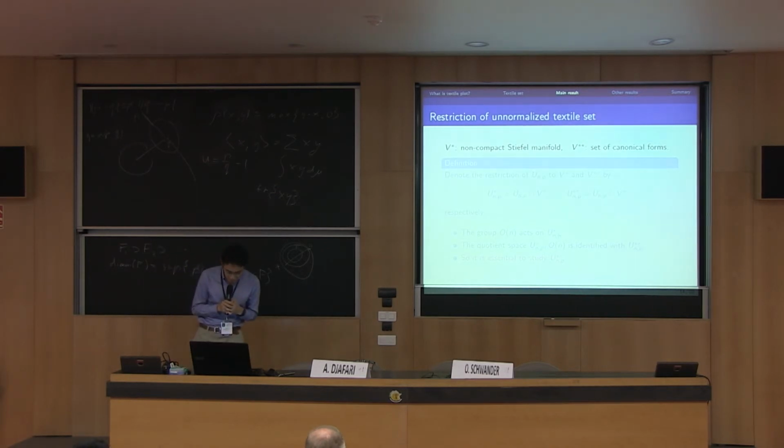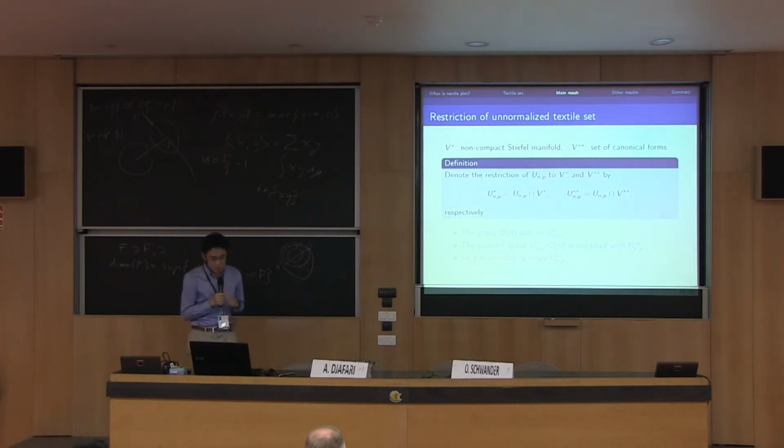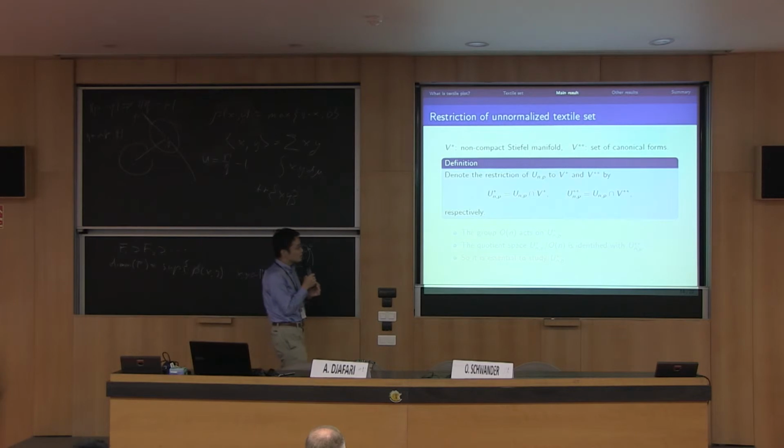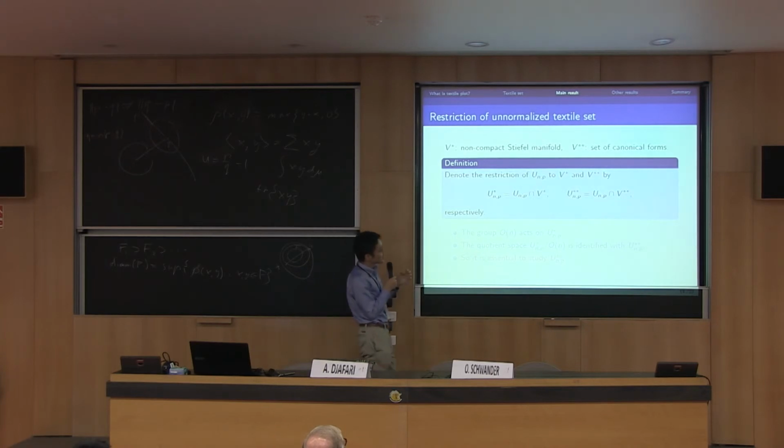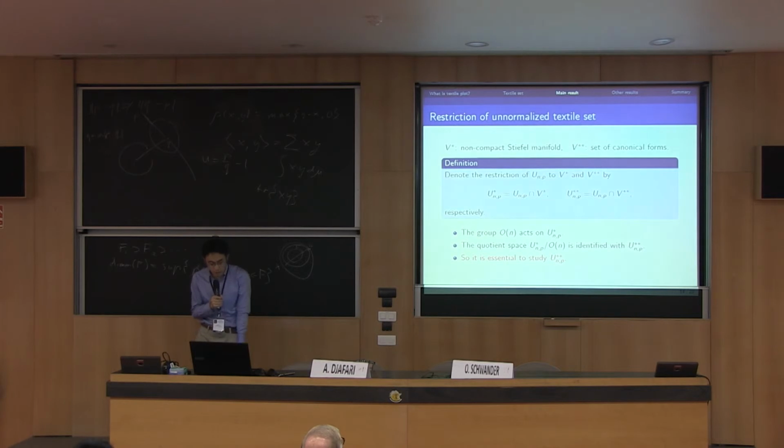Okay, so we restrict the set U_np. U_np was the unnormalized textile set, restricted to V star and V double star by these. The group O_n also acts on U_np star, and the quotient space is identified with U_np double star. So it is essential to study U_np double star.